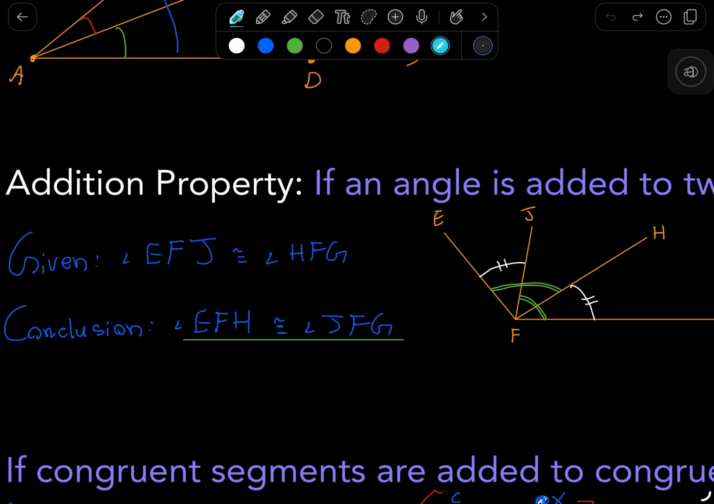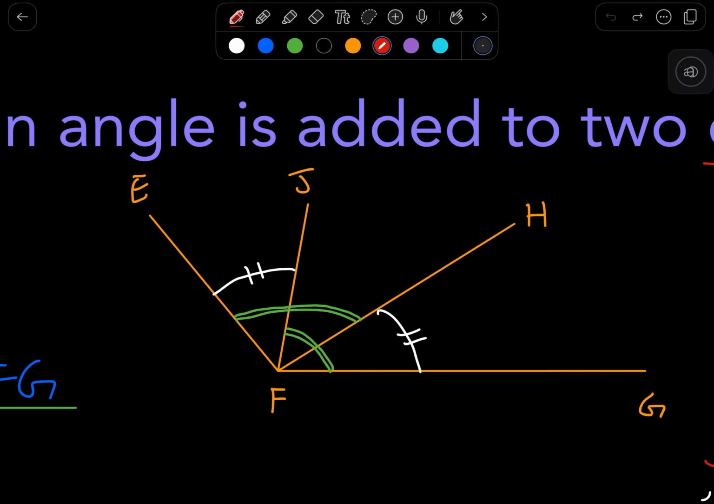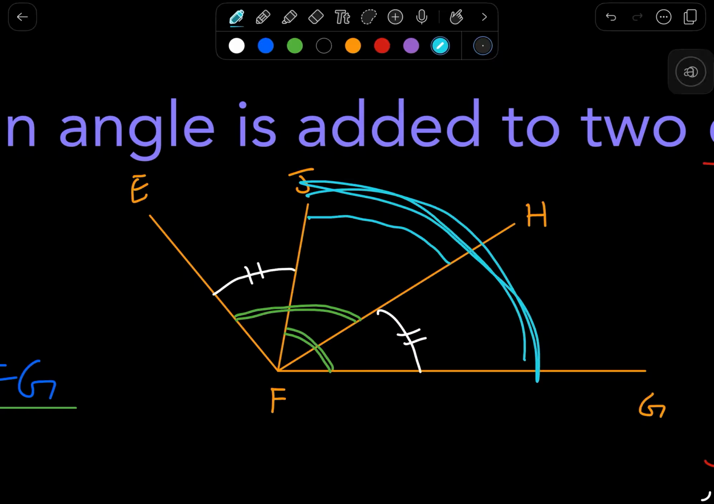Well, once again, you can actually justify that, right? Because what you're doing is you have two congruent angles, and you're adding an angle to both of them, right? So once again, if you add this blue angle to EFJ, you get the green thing, this entire thing. And if you add the blue angle to HFJ, well, again, you get the entire thing here, right? So once again, you're adding the same angle to two congruent angles.